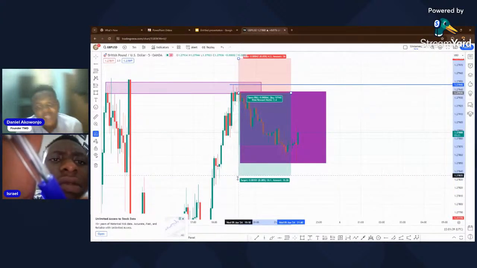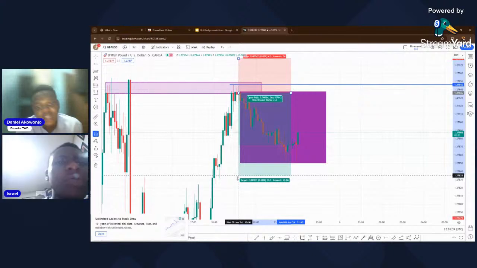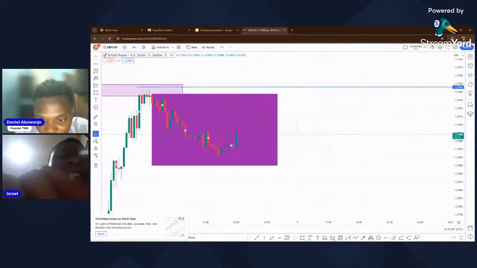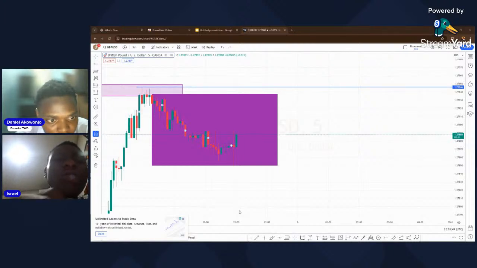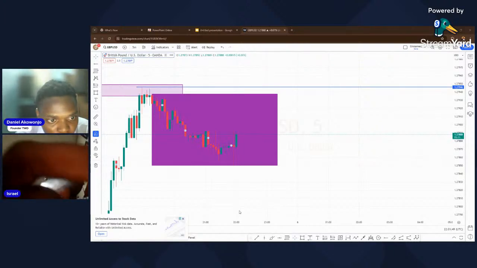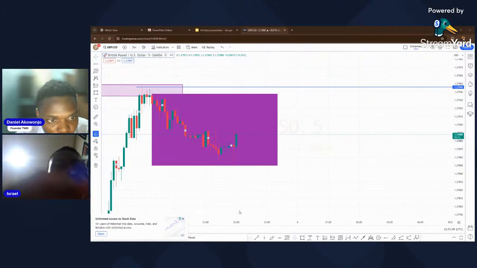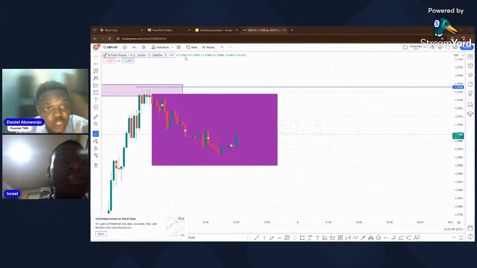So now, what do we do? That's what will determine the amount you want to risk and the reward of the risk, right? Yes, the risk to reward ratio. This is just showing you what you want to do.